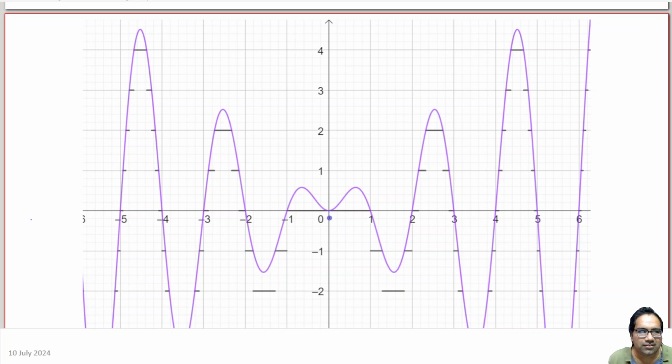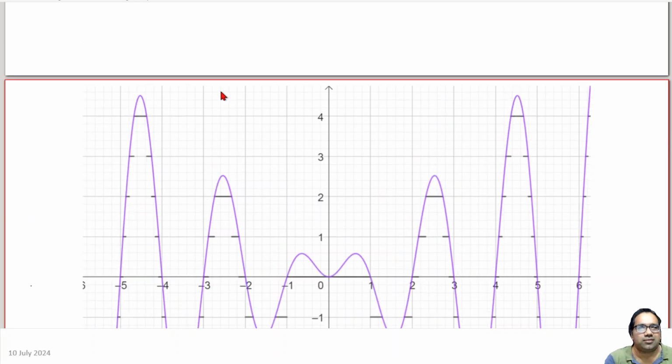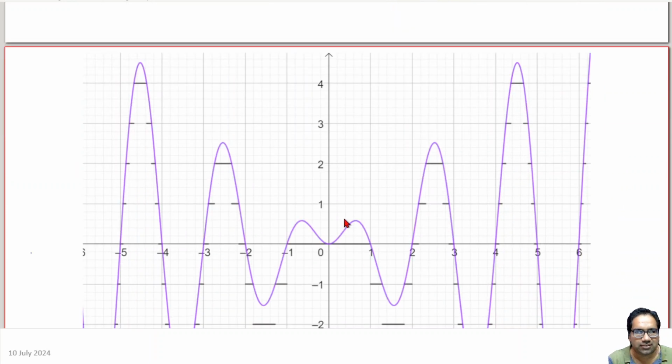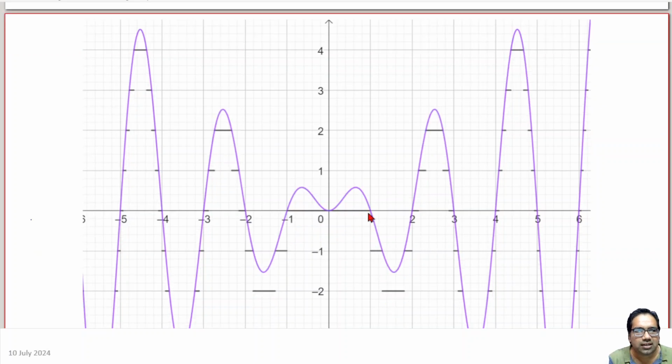So we start with 0 to 1. It will go like this. Okay, so that is sin pi x graph multiplied with x, that is this one. It starts with 0, it ends at 1. So it will end at 0 again here. Right. Now, it starts at 1.